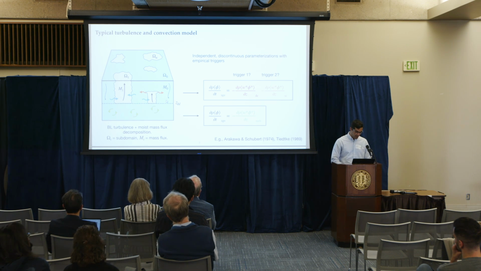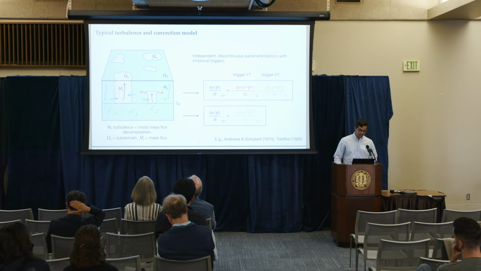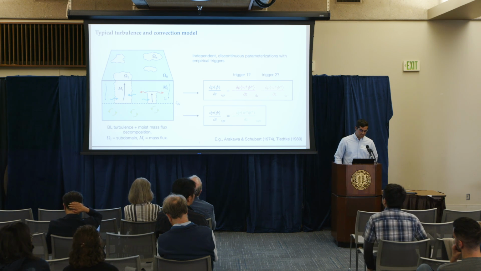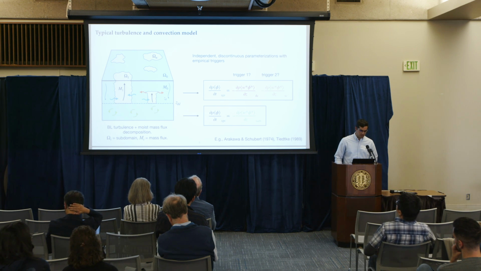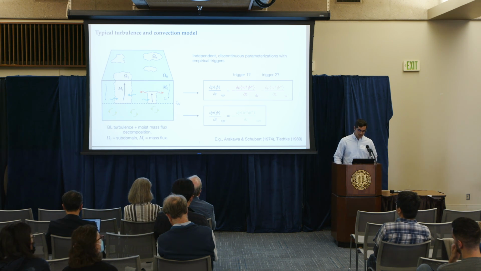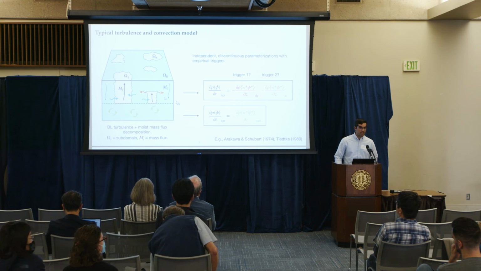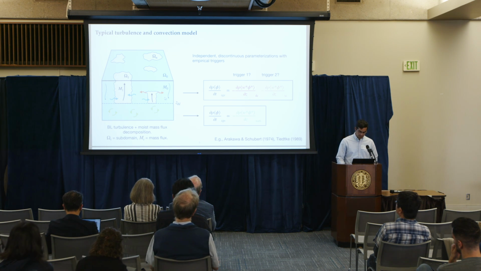And so in this layer of the atmosphere, there are typically some trigger functions that we evaluate, and depending on whether that trigger condition is met or not, we would have tendencies that come from fluxes from deep convective parameterizations or fluxes that come from shallow convective parameterizations. And so one of the problems that we have right now in current climate models is that we have independent and discontinuous parameterizations with empirical triggers for different processes. And so the assumptions that underlie these parameterizations and their interaction start breaking down as we go to finer and finer scales.